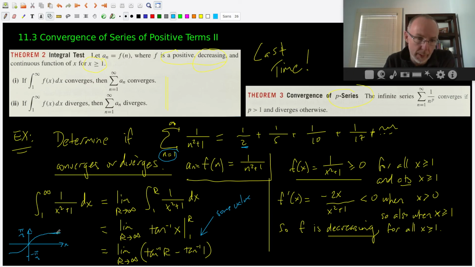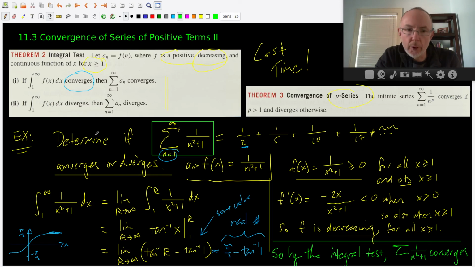And so this value here is settling down on an asymptote of pi over 2. So that value is pi over 2 minus the inverse tan of 1, whatever that is. But this is a real number, right? This is some real number. What that means is the integral converges. That's a real number, so the integral converges, and therefore the series converges because we're using this integral test. We've shown that the function we're dealing with here satisfies the 3 conditions of the test.